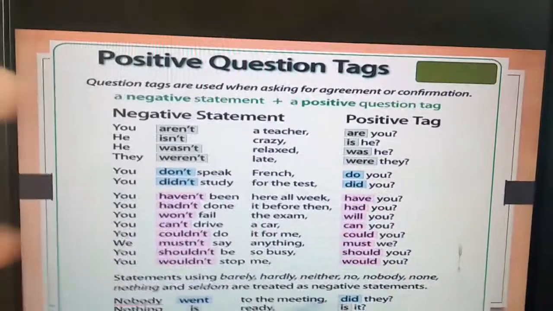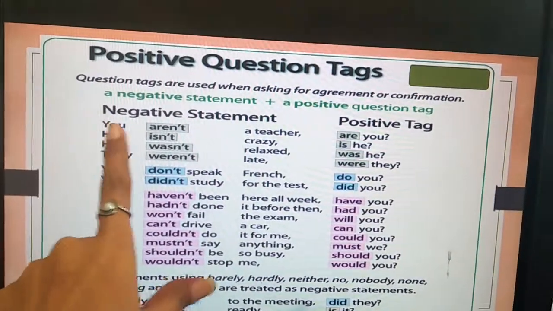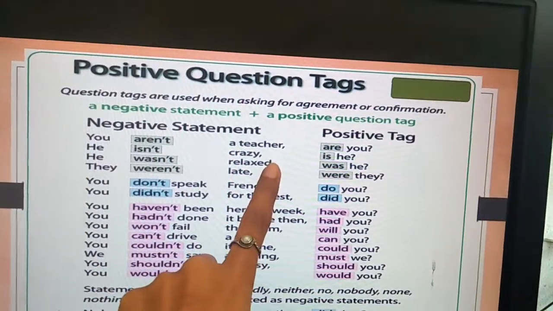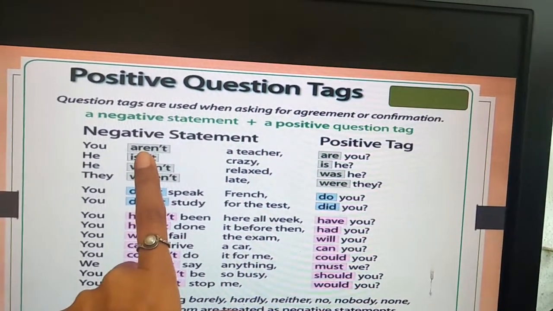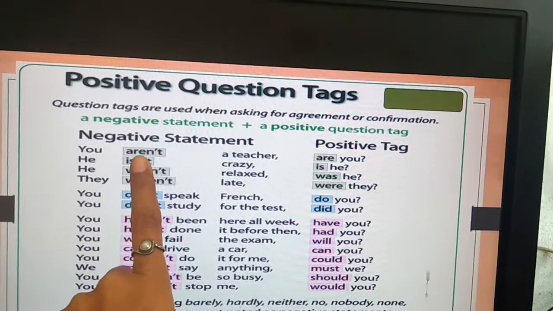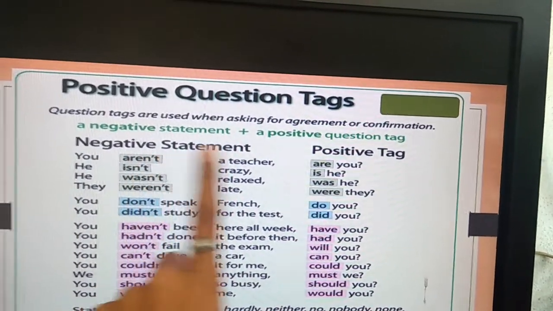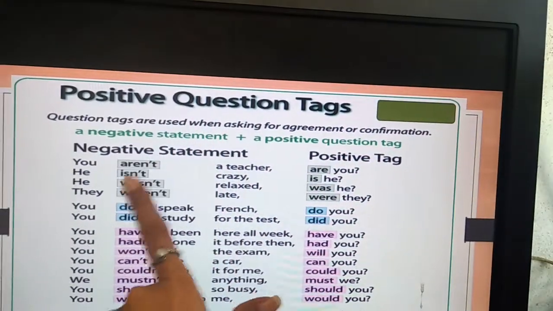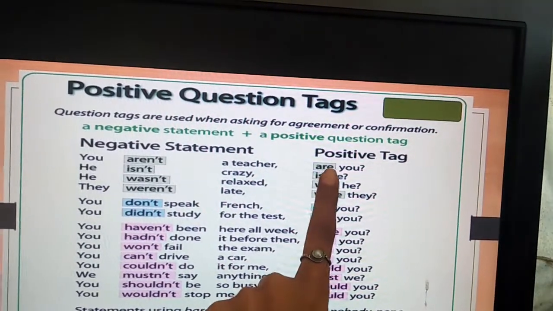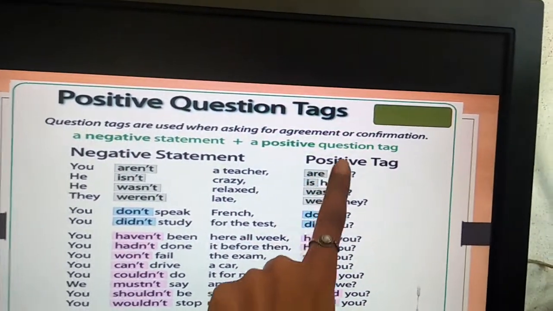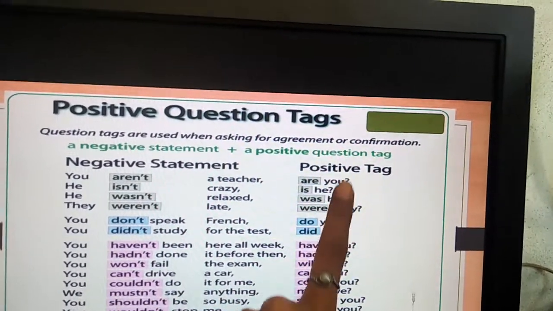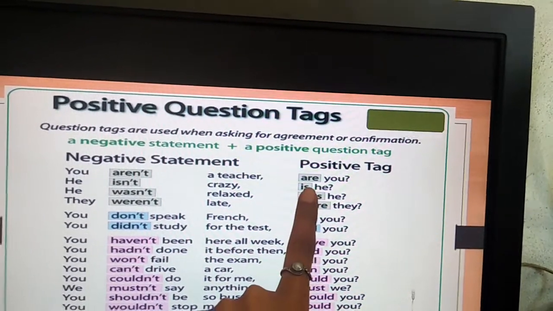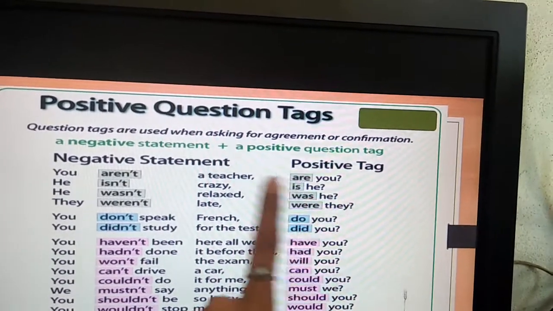Now see, the negative sentence, you aren't a teacher. You aren't a teacher, are you? Here the contracted form, a short form, we have used of are not. The to be's verb is here. So what we have to do? The same to be's verb we have to add here. Are you? What is this? Positive, because here the negative form is used. So in the question tag we have to use the positive form. Are you? And the question mark.